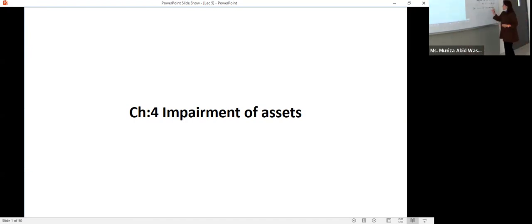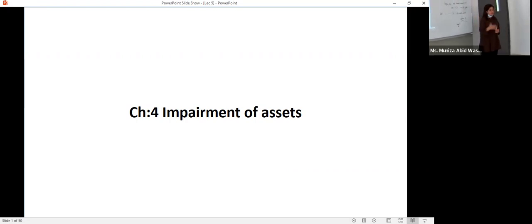Recoverable amount is greater of value in use, and one more thing which we are going to discuss after that. What can be a value in use? Can anyone tell me? What can be a value in use?